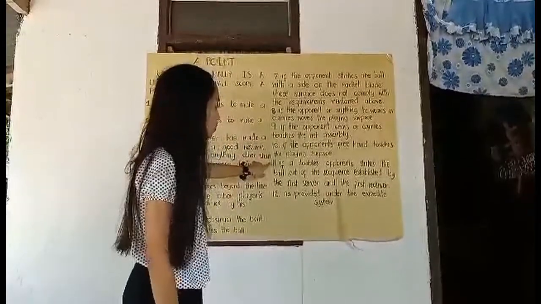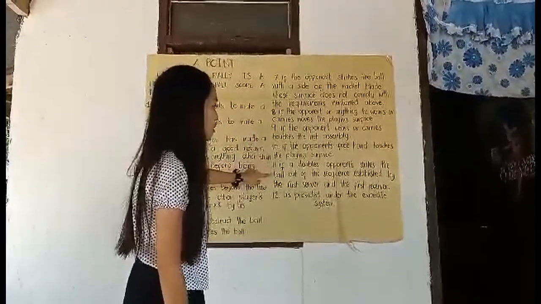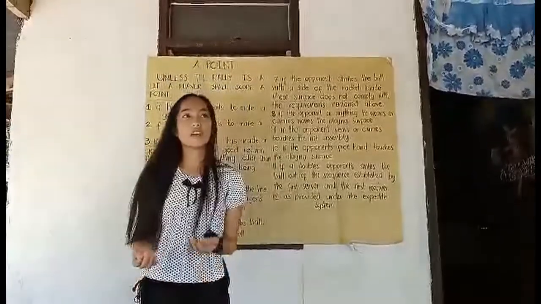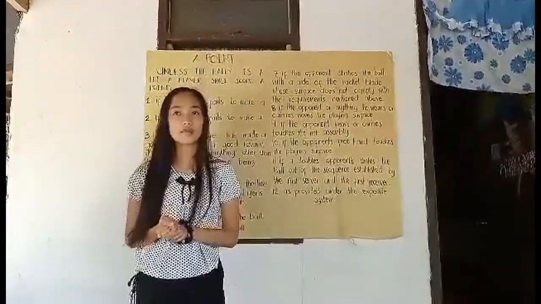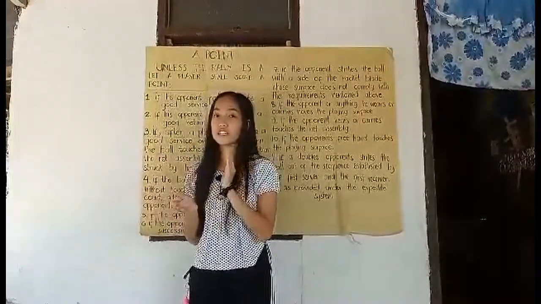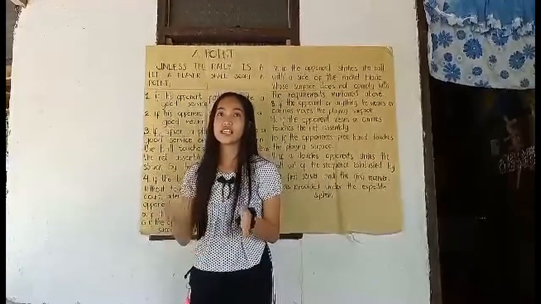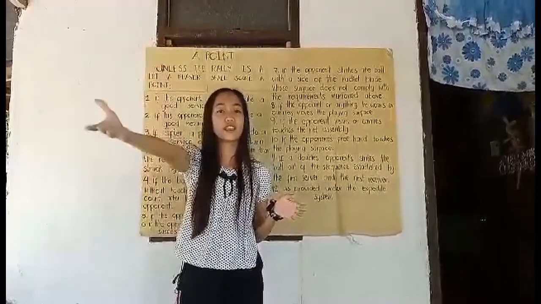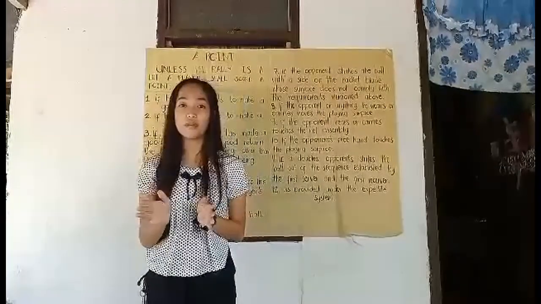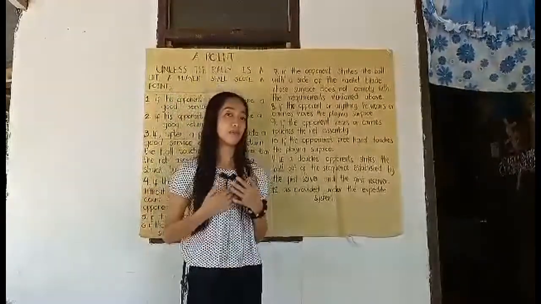11. If a doubles opponent strikes the ball out of the sequence established by the first server and the first receiver. So, for example, in doubles, if player A serves, the one who receives the ball is opponent A. So, if opponent B receives the ball, it is considered as my point.